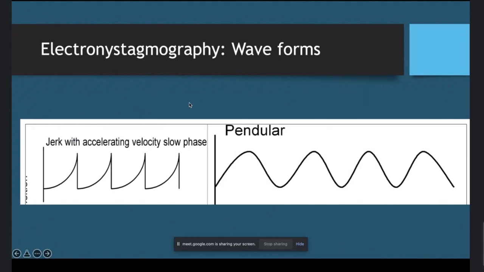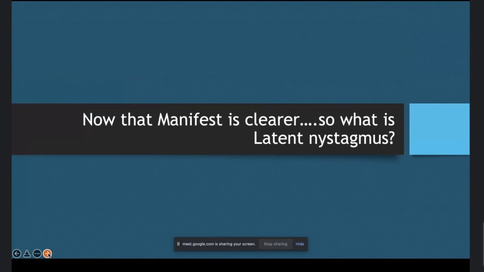So how do we capture it? If you want to diagrammatically look at what the nystagmus looks like, it's nice to get an electronystagmography recording. As you can expect, there is a slow phase and a fast phase in the jerk, with an accelerating velocity slow phase. And in pendular, the to and fro motion is equal. So now manifest nystagmus is clear, I think, to everybody. Basically, you're going to see whether it's jerk or pendular, and the nystagmus is visible at all times, and you call it manifest.